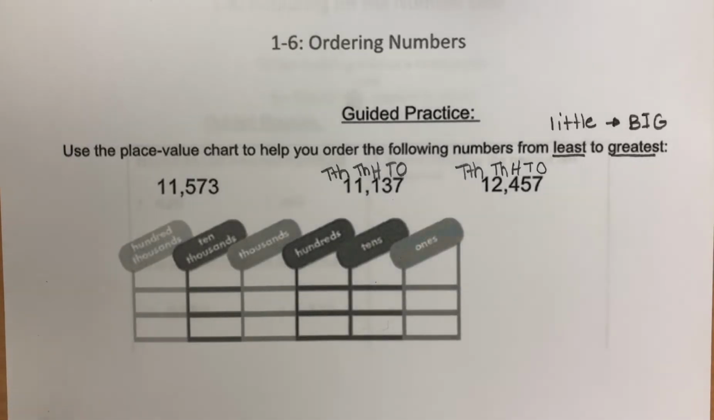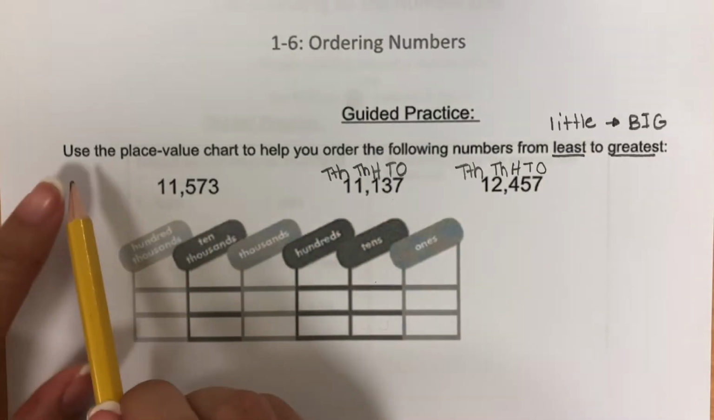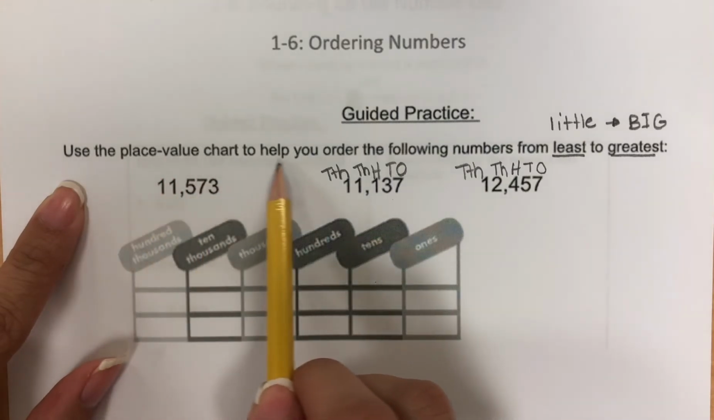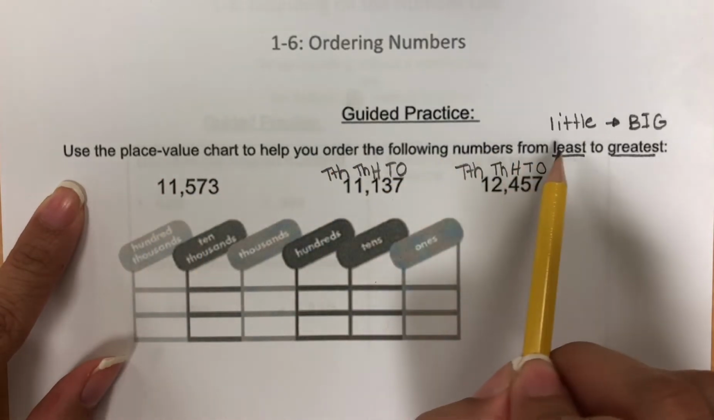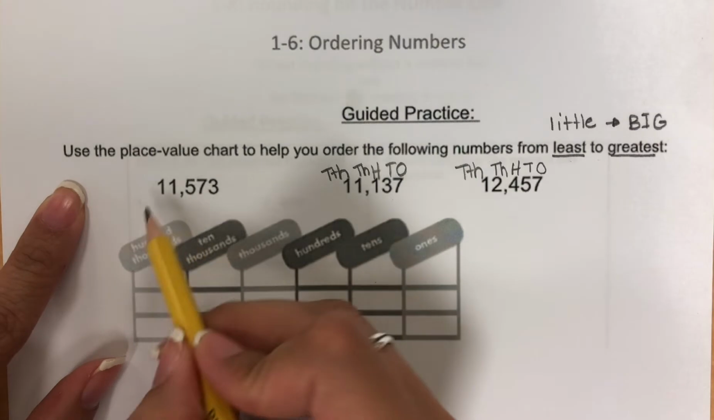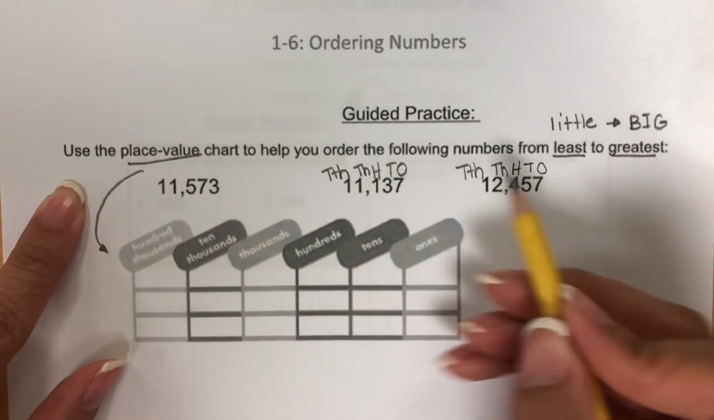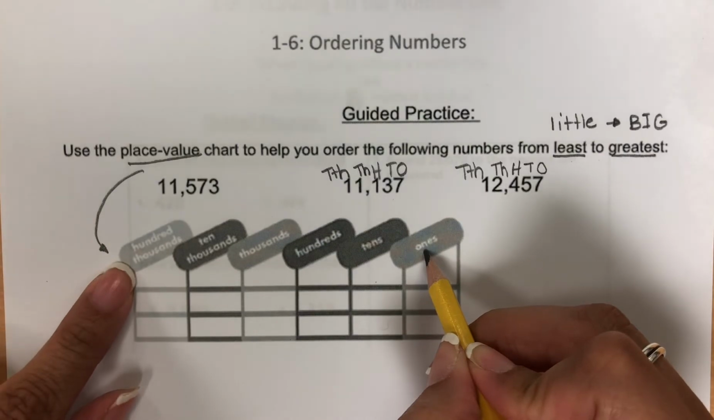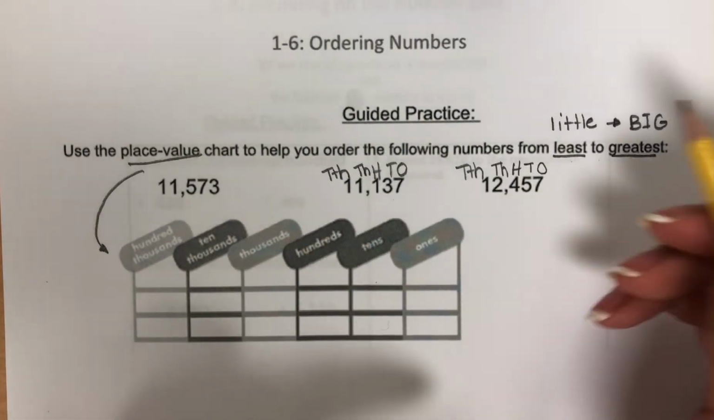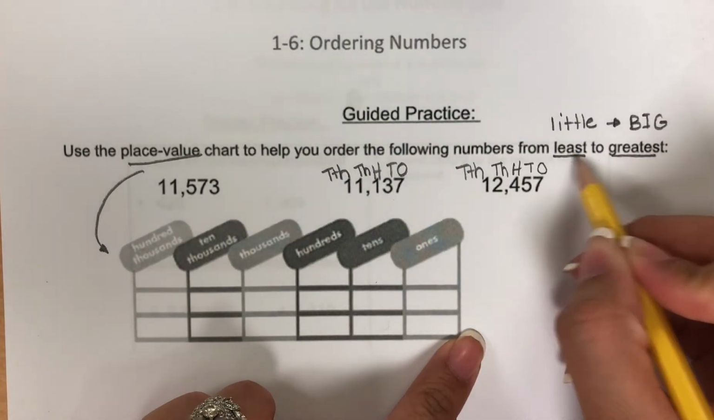Okay, boys and girls, this is lesson 1.6, Ordering Numbers, the guided practice portion of the lesson. So here we have the statement, use the place value chart to help you order the following numbers from least to greatest. And again, this right here is my place value chart. And I have it starting from my ones going all the way up to my 100,000s. Little to big, least to greatest.